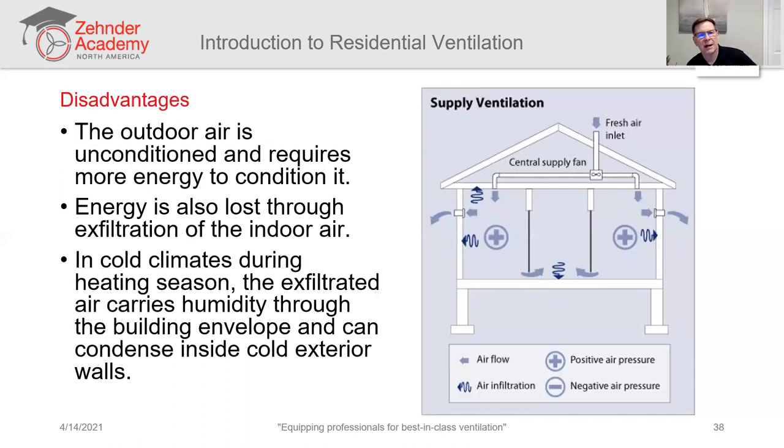So disadvantages, again, would be that you're driving conditioned air out of the building, so giving up the energy spent on heating or cooling. You've also got to now condition the additional outdoor air that you've delivered through this supply air. And then in a cold climate, you'd be sort of pushing relatively humid air through the building assembly until it hits cold sheathing, typically somewhere in the wall assembly where it's going to condense, but it's going to be condensing back behind your insulation and stuff. So again, potential for mold and things like that.